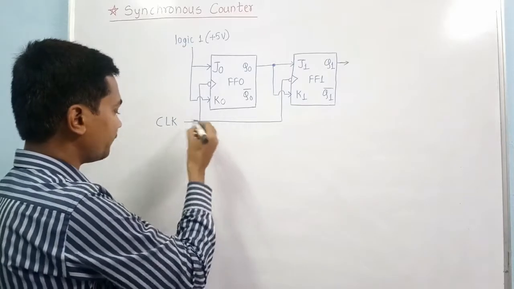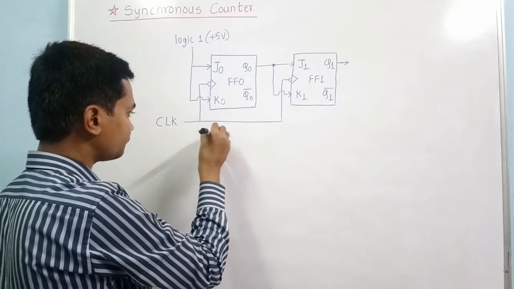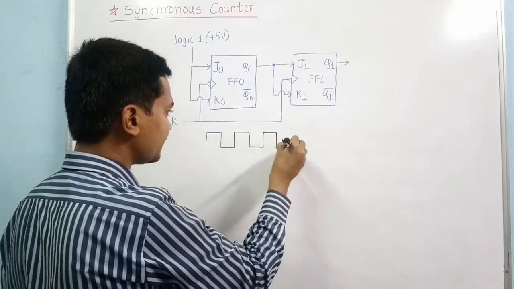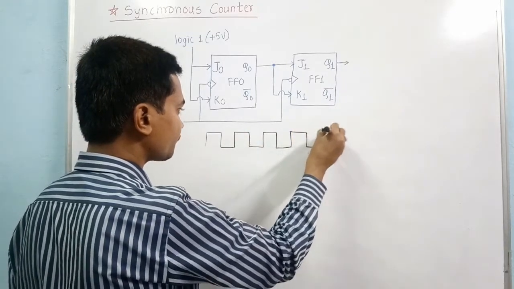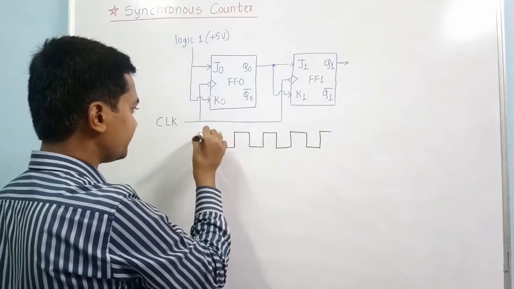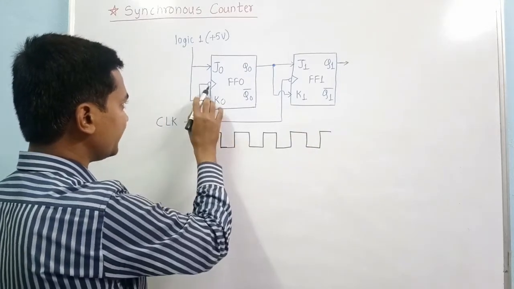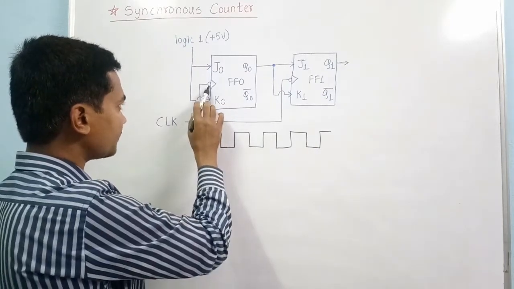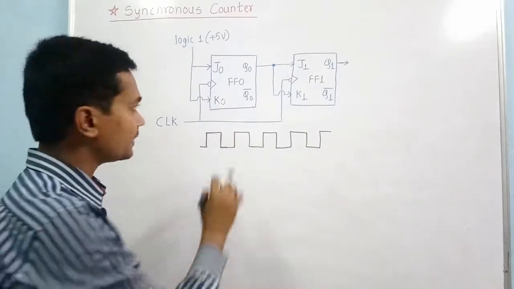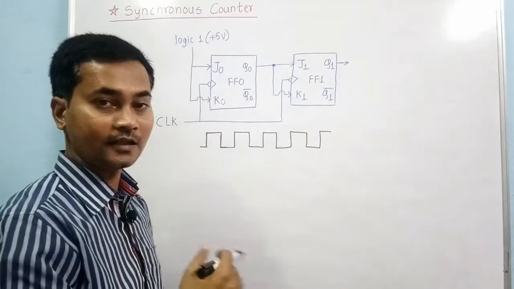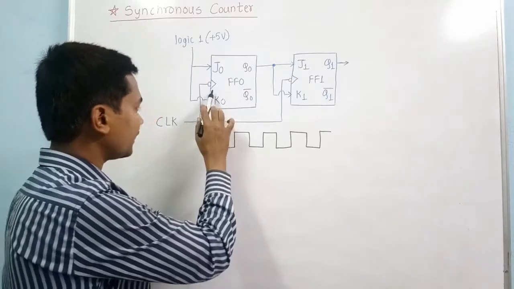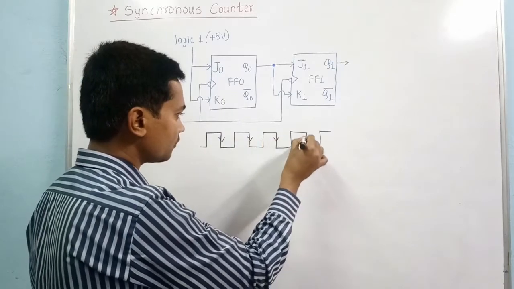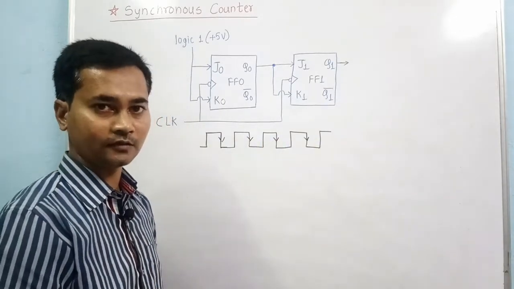Now whenever we apply the clock signal, on which edge will it be triggered? Here the bubble indicates falling, that it requires logic 0, and the arrow represents that it is an edge triggered flip-flop. That means it will work on the falling edge only.